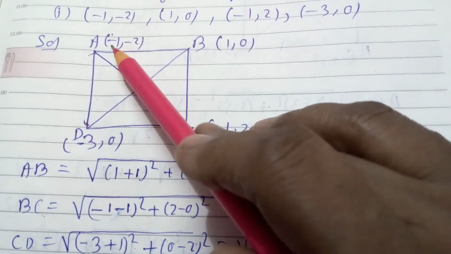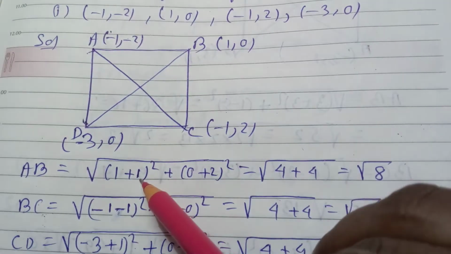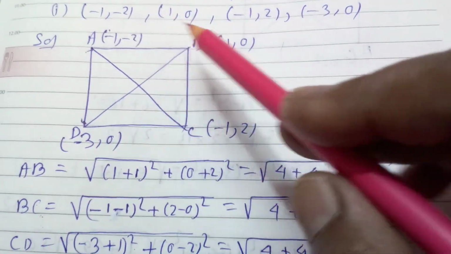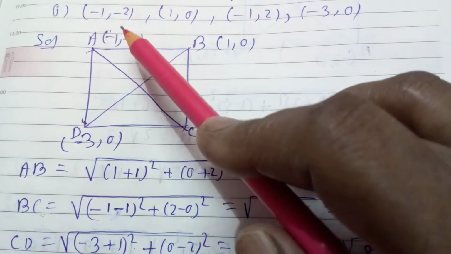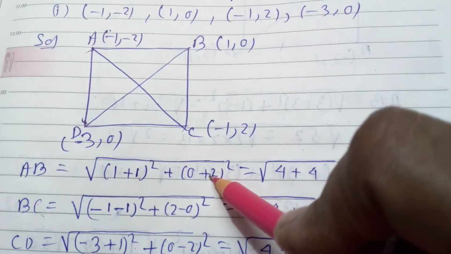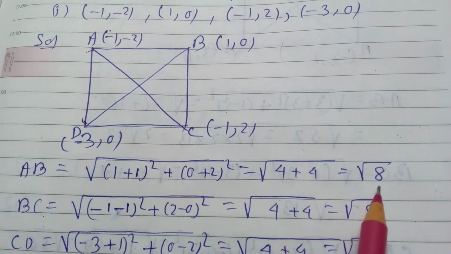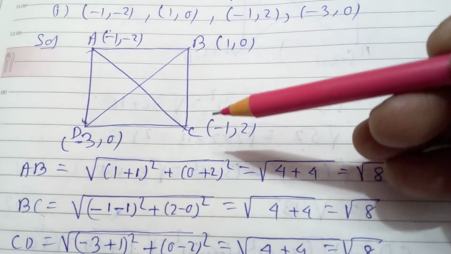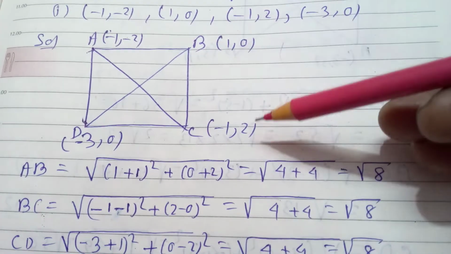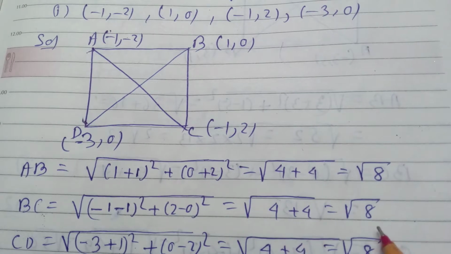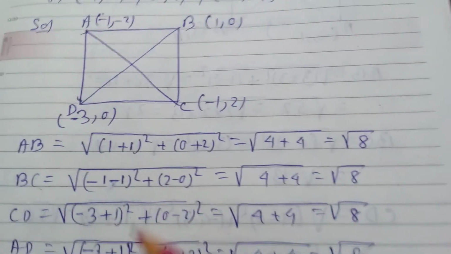So AB equals square root of (x2 minus x1) whole square plus (y2 minus y1) whole square. 1 minus minus 1 is plus, so (1 plus 1) whole square plus (0 minus minus 2), when there are two minuses you write plus, so 0 plus 2, whole square. So it will be 4 plus 4, root 8. And BC: minus 1 squared plus (2 minus 0) squared. That is 4 plus 4, root 8. And CD.